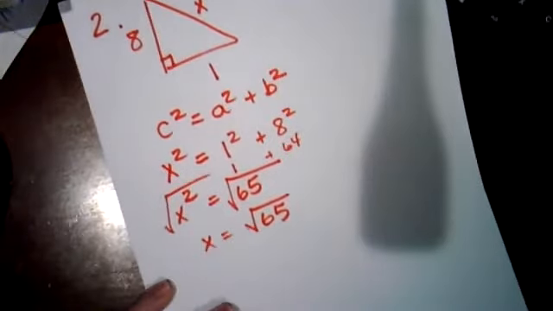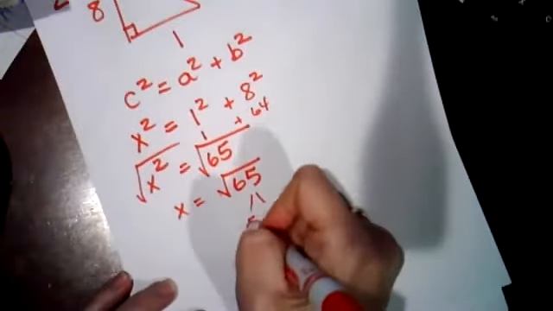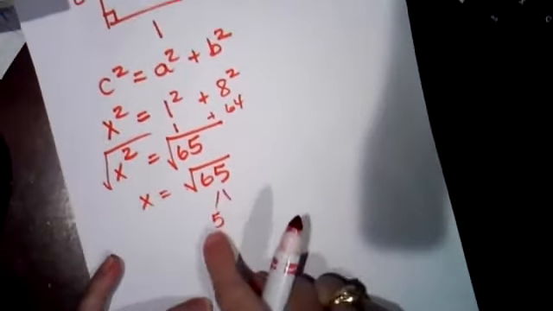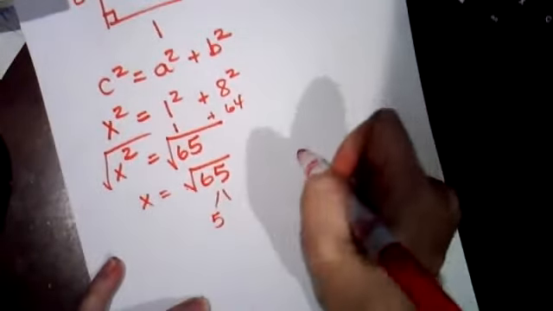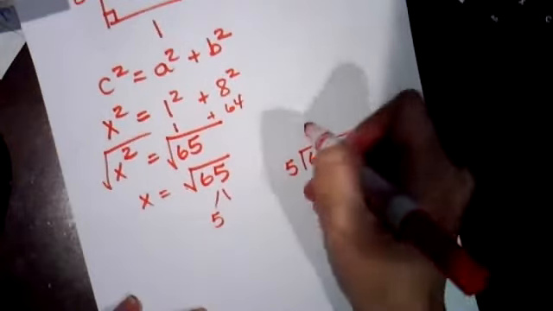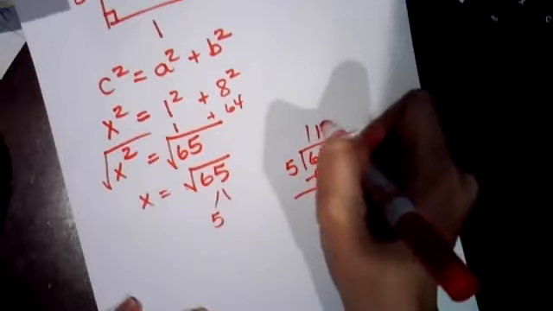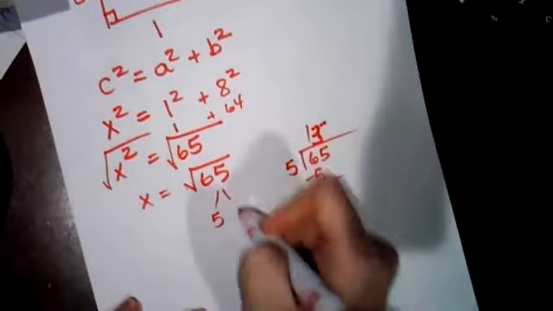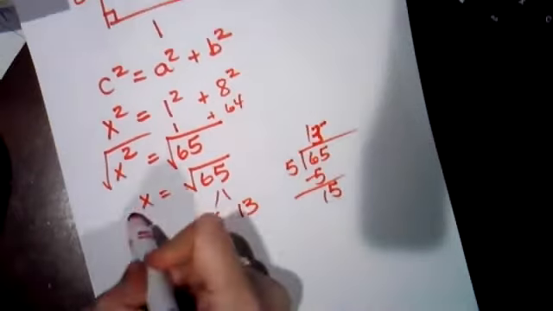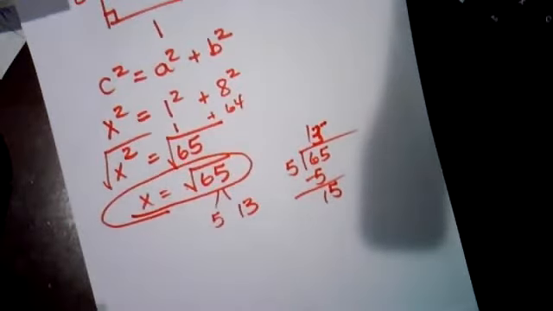Okay, before I leave it in this form, I want to make sure that I can't find a perfect square in here. I know 5 can go into it, so I'm going to come over here and do 5 into this, and that is 13. Whoops, I don't know why I did that. So 13. Neither one of those are perfect squares, so this is simplified, and that is our answer.